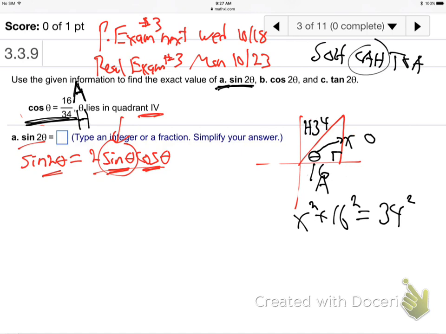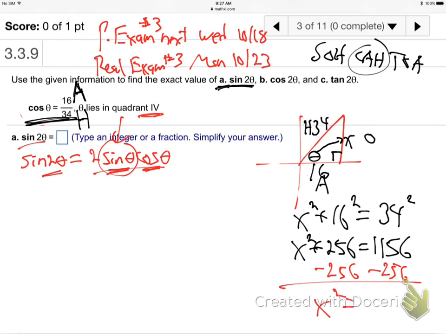Y'all with me? Pythagorean. So X squared plus 256 equals 34 squared, and I don't know what 34 squared is. 1,156. Just do that off the top of your head? No. Subtract 256, X squared is like 900. Yes, that's nice. Root it. X is 30. Beautiful. So that means this side over here is 30.